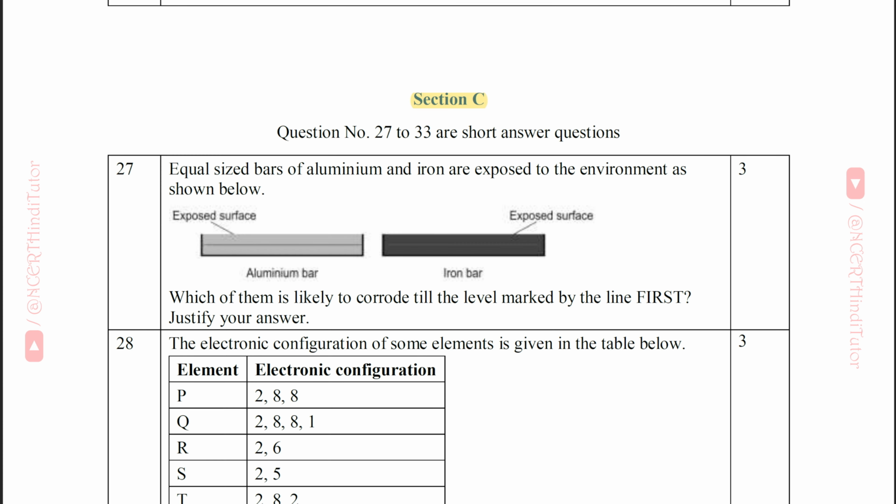Section C. Questions number 27 to 33 are short answer questions. 27. Equal sized bars of aluminium and iron are exposed to the environment as shown below.